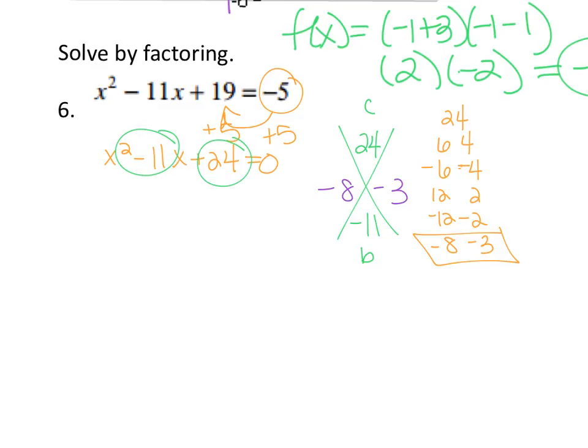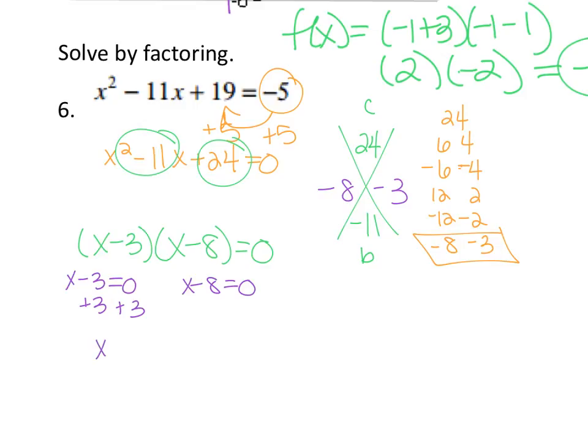Now, if I were to rewrite this, I know it's going to be x minus 3 times x minus 8 equals 0. Well, if it equals 0, that means I have to what? I have to split this into 2 equations. So I'm going to have x minus 3 equals 0, and then x minus 8 equals 0. X minus 3 equals 0, well, solve for x, I add 3 to each side, I get x equals a positive 3. For x minus 8 equals 0, I add 8 to each side, and I get x equals a positive 8. And here are your 2 answers, and that's how you would solve by factoring.